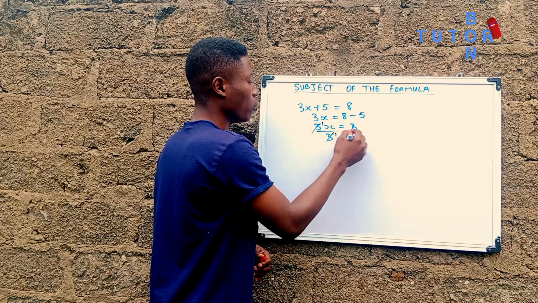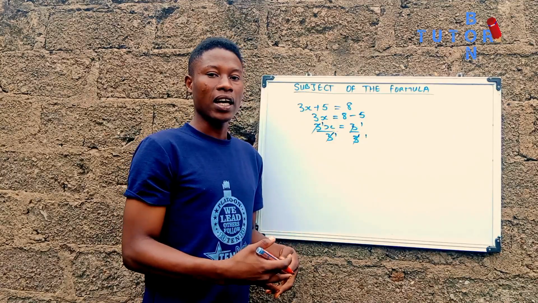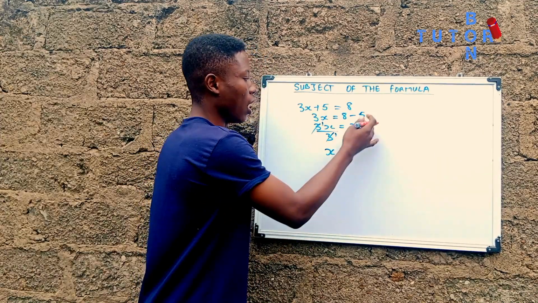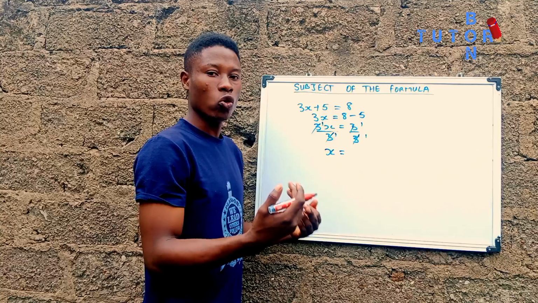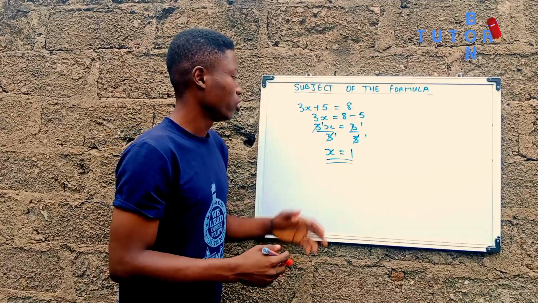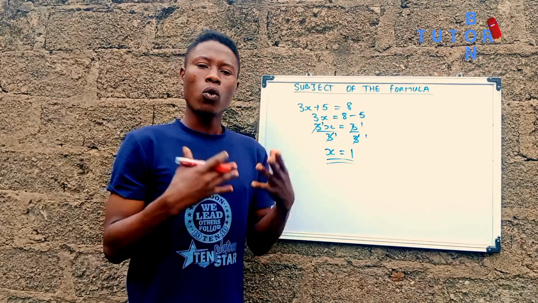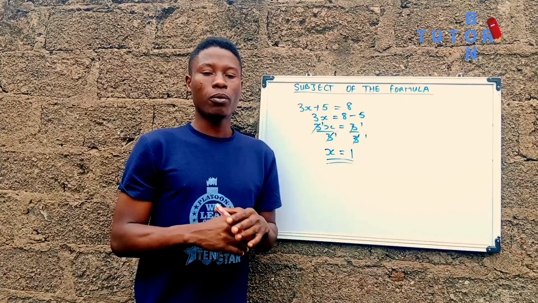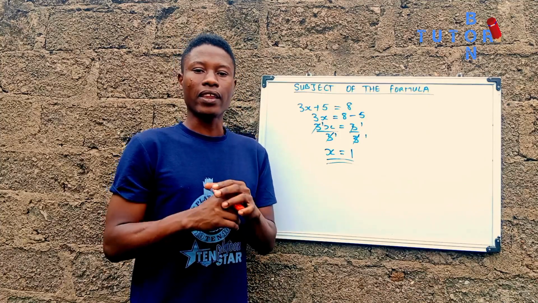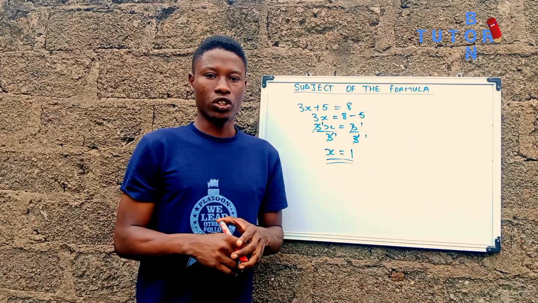3 goes in 3 one time. That is, here you are left with 1x, and 1x is the same thing as x. That is, you have x on this side equals to 1 divided by 1, which will give you 1. In this type of question, automatically you've made x subject of the formula. What do I mean by subject of the formula? Subject of the formula simply means expressing one unknown in an equation in terms of all other values and all other unknowns left in the equation.